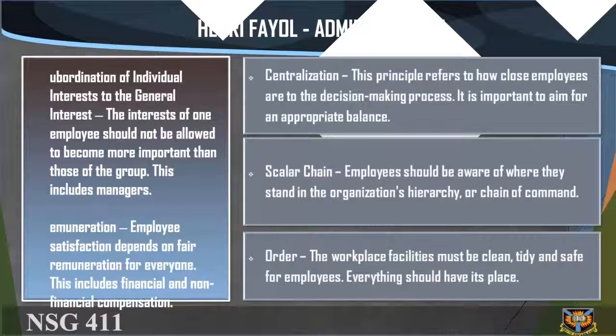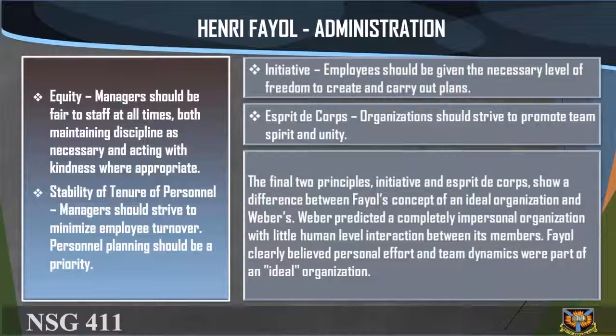Centralization. This principle refers to how close employees are to the decision-making process. It is important to aim for an appropriate balance. Scalar chain. Employees should be aware of where they stand in the organization's hierarchy or chain of command. Order. The workplace facilities must be clean, tidy, and safe for employees. Everything should have its place. Equity. Managers should be fair to staff at all times, both maintaining discipline as necessary and acting with kindness where appropriate.